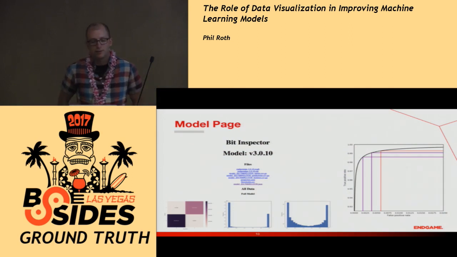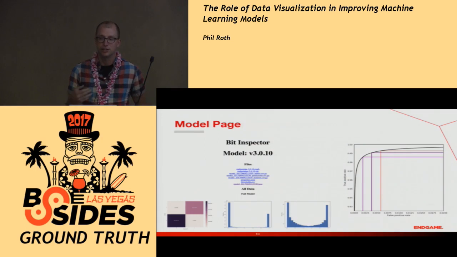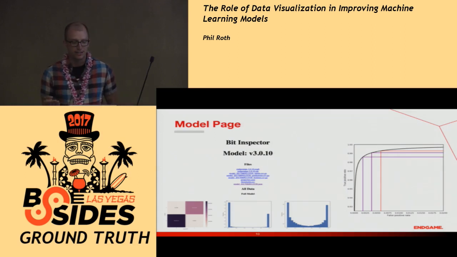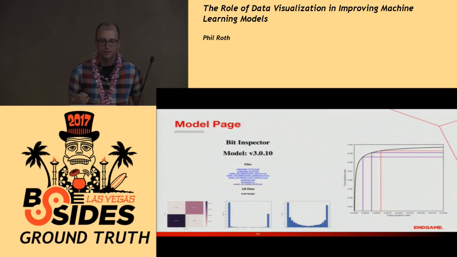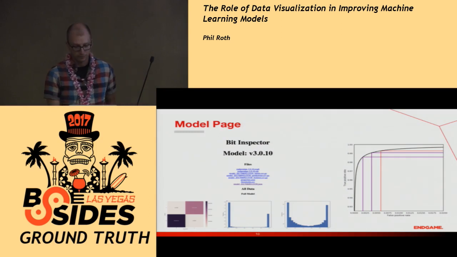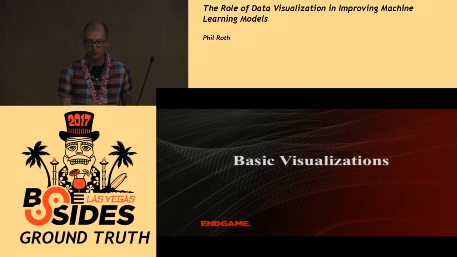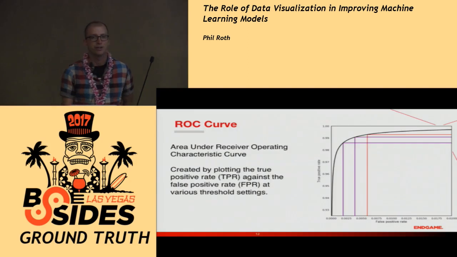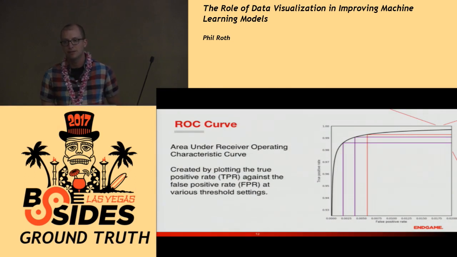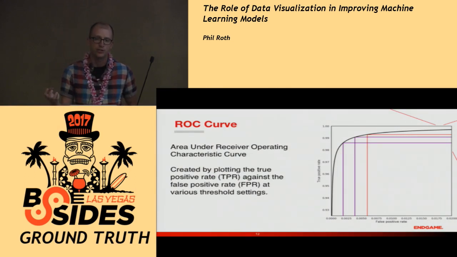Then the other way to look at Bit Inspector is a model page, and it shows all kinds of information about one version of Malware Score. There are some static files that are all available there for other people in the company to download and use, and then lots of plots about the performance of that model. And right away, I'll get into those plots. Whenever you're talking about visualizations to evaluate machine learning models, there are two basic ones that you definitely need to be using and that are in Bit Inspector here. And that's the ROC curve. The ROC curve and the area under the ROC curve is really the main way that we at Endgame compare models to each other.